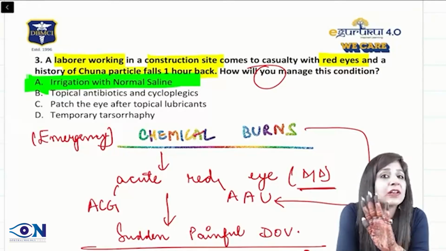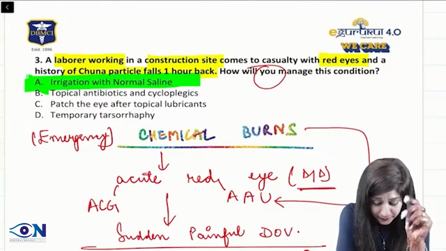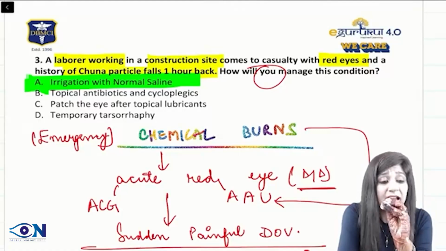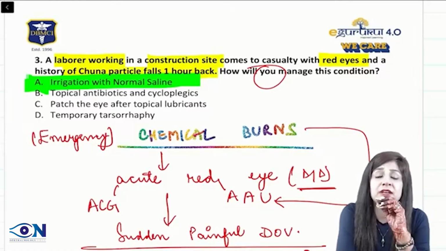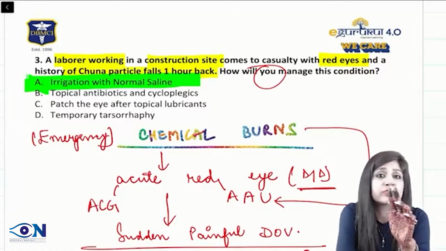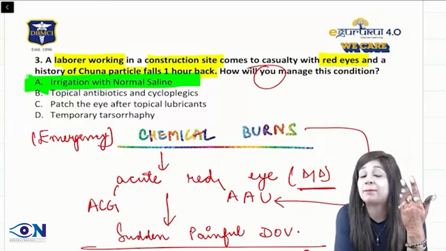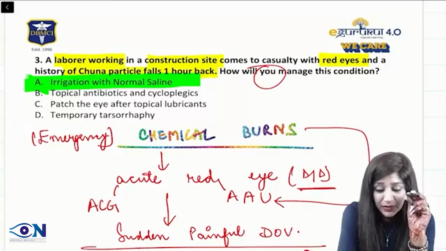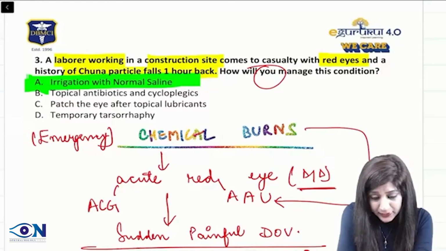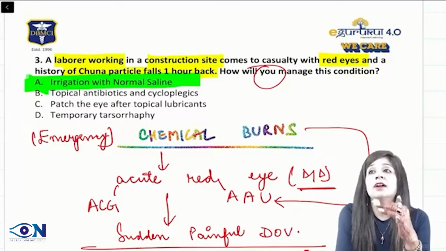Patching the eye we will never do in the cases of chemical injury. Tarsorrhaphy also we will not do. Whenever we have the risk of infection, we will never close the eye, we will never cover the eye, we will never patch the eye. But yes, here the first and second are okay. Irrigation with normal saline, but obviously that is the priority.